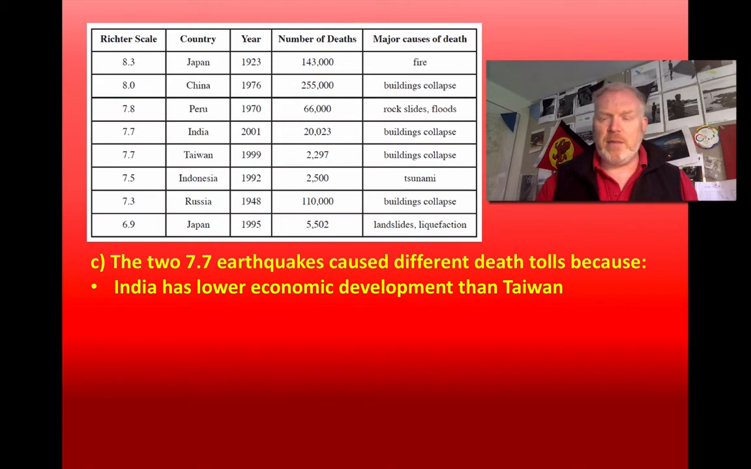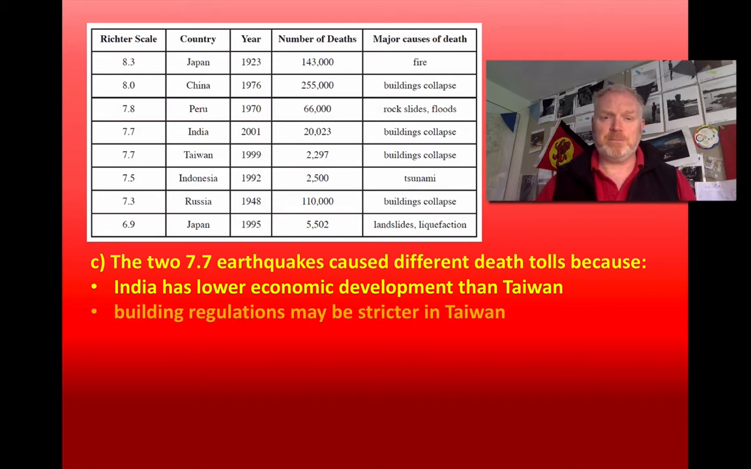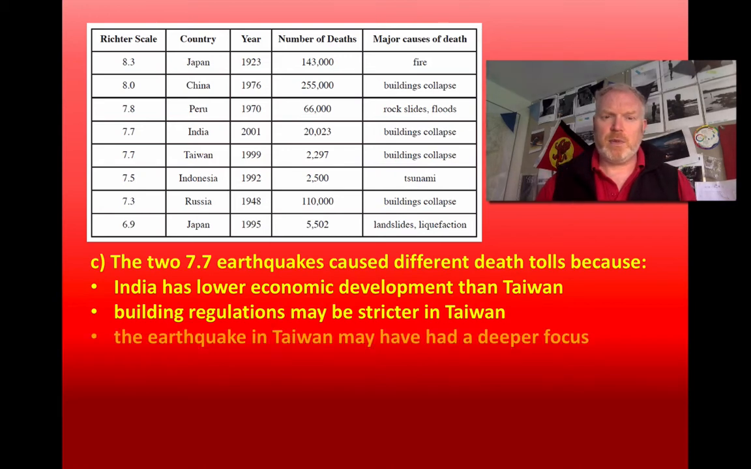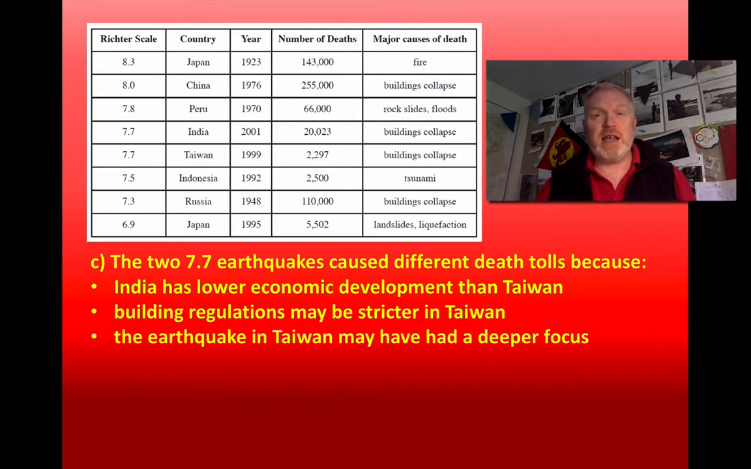That can create a whole host of problems in terms of death toll, principally building design. As a result, building regulations might be a lot stricter in Taiwan than they might be in India. It could be something geological. It could be the depth of the focus. If you've got a big earthquake with a deep focus, it'll have less of an effect when it gets to the surface than the same size earthquake at a shallow focus.